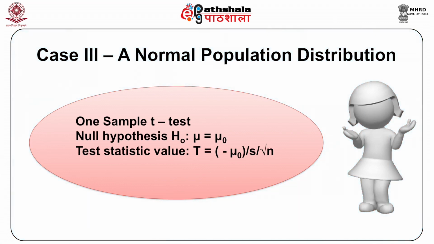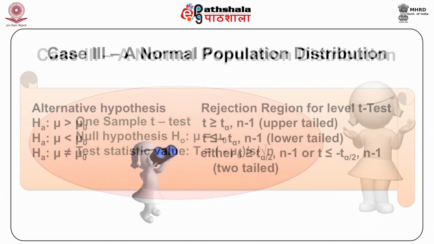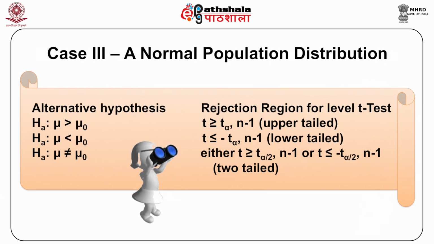The one sample t-test. Null hypothesis H0 is mu is equal to mu 0. Test statistic value T is equal to (x bar minus mu 0) divided by S divided by root n. Alternative hypothesis HA: mu is greater than mu 0. Rejection region for a level alpha t-test: T is greater than or equal to T alpha, n minus 1, which is upper tailed.